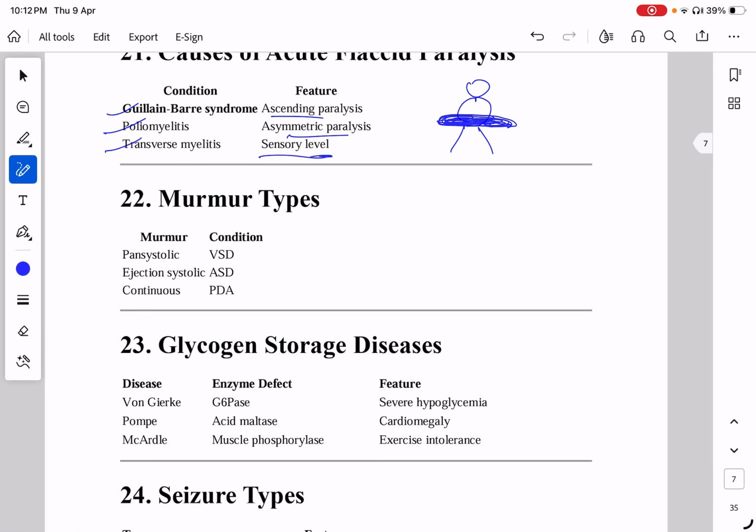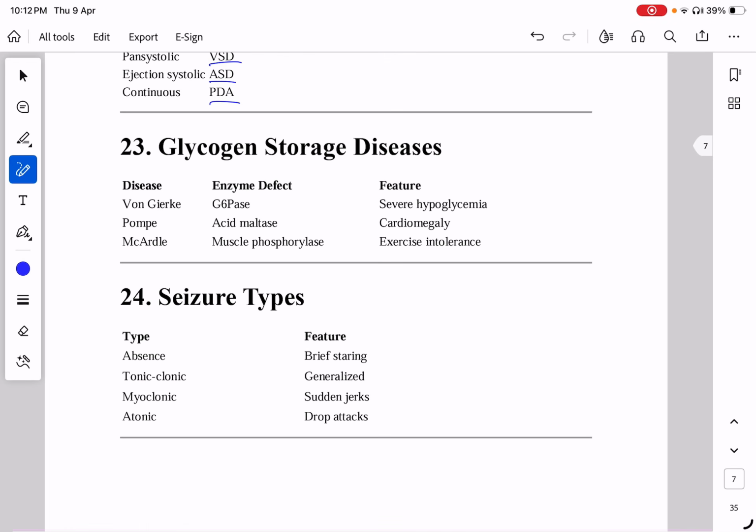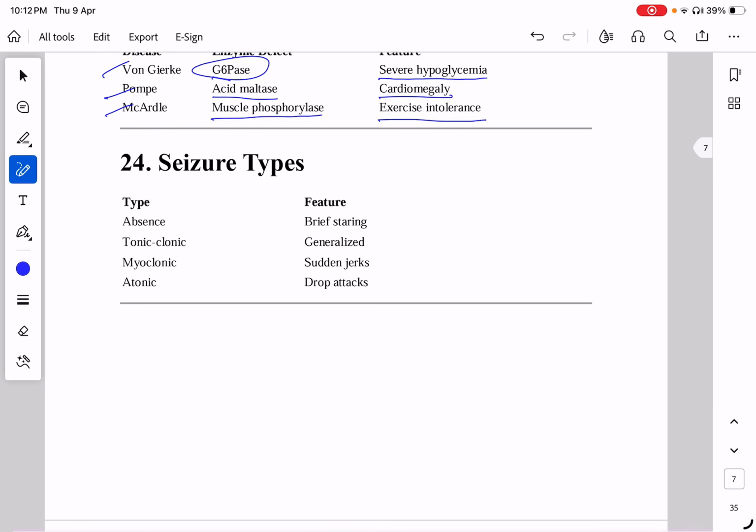The murmur types: pansystolic in VSD, ejection systolic in ASD, and continuous murmur in PDA. Glycogen storage disorders: Von Gierke's disease, glucose 6 phosphatase deficiency, clinical features severe hypoglycemic episodes. Pompe's disease, acid maltase deficiency, cardiomegaly seen, myocardial disease. Muscle phosphorylase deficiency, and exercise intolerance is seen in muscle disease.